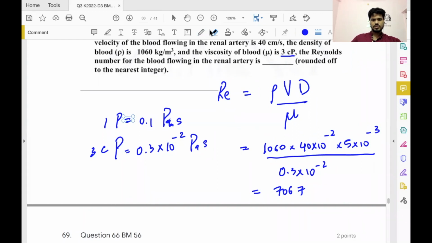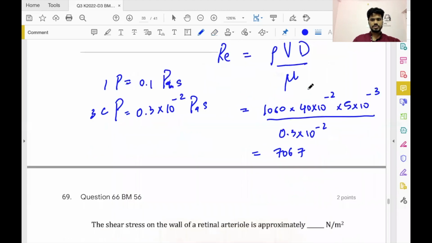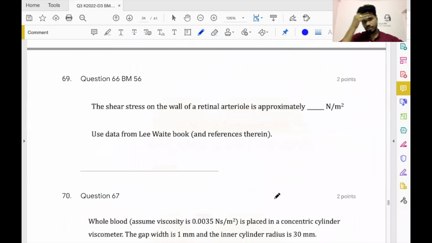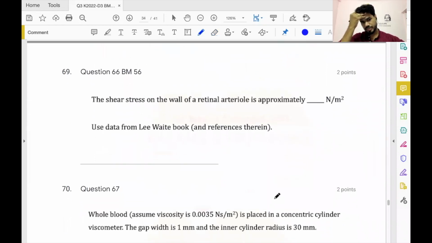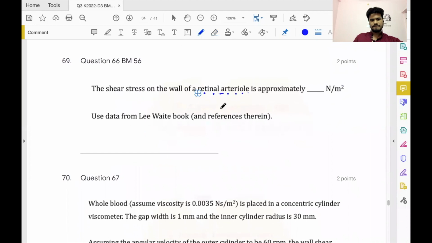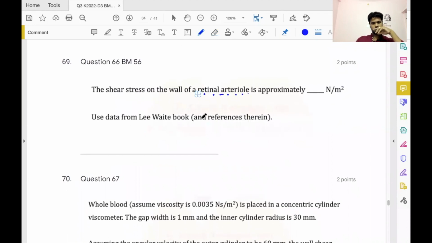Also, for your memory, remember we have to use diameter in the Reynolds number. If it is the Womersley number, we have to use radius. In fact, I might have an example of that. Shear stress on the wall of a renal arteriole is approximately. Were anyone able to find any data for that? I think we did this in class, right? Were you able to find data for this?